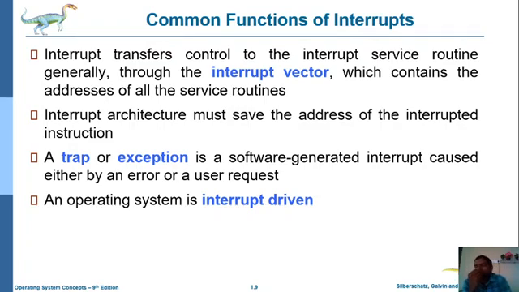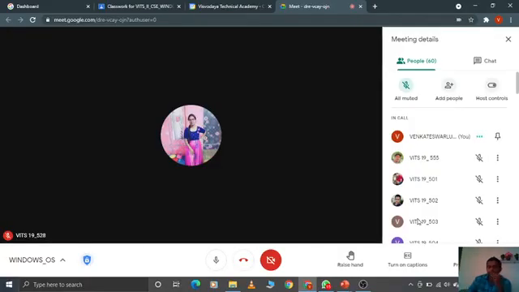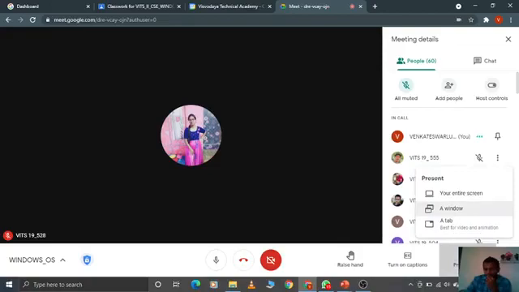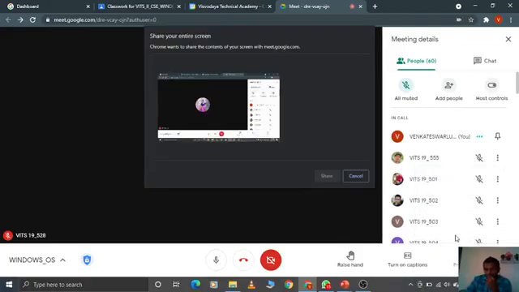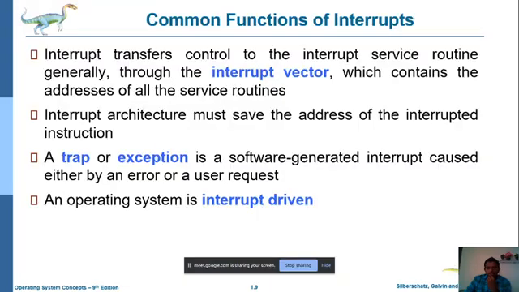Why? Because in our computers a number of devices are used to perform the required user operations. Screen unmuted, let's say. Okay, so now is it okay?